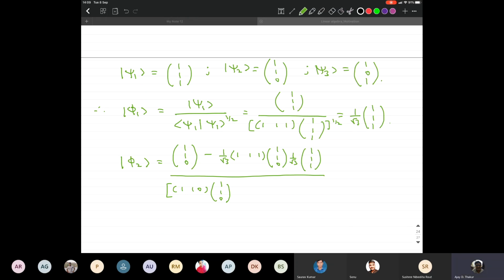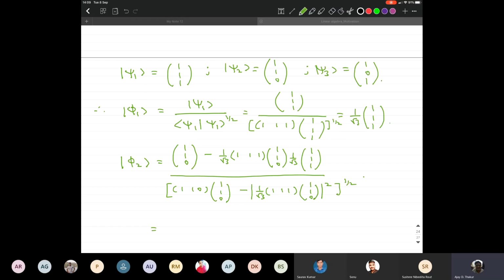Okay, so minus, now we will have to take, so in this case it is going to be phi1 psi2 mod square. So phi1 is going to be 1 over root 3. And this is the bra vector, so this is 1, 1, 1, and psi2 is going to be 1, 1, 0. So 1, 1, 0, and then you basically do a mod square and root under.